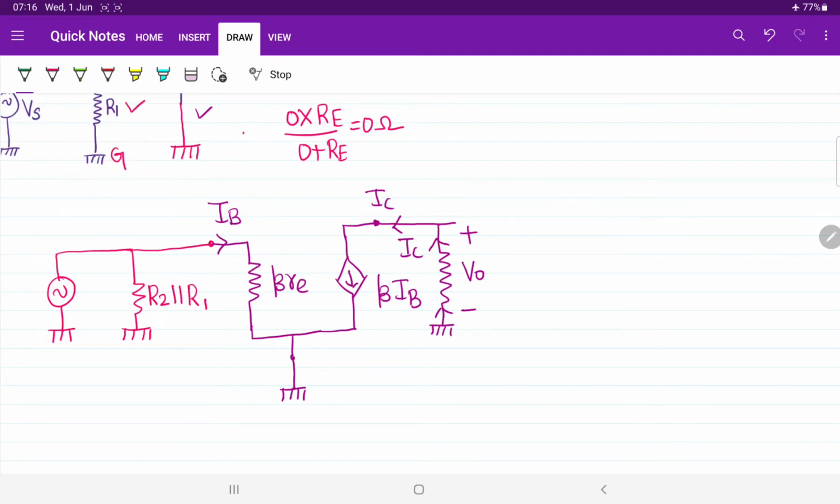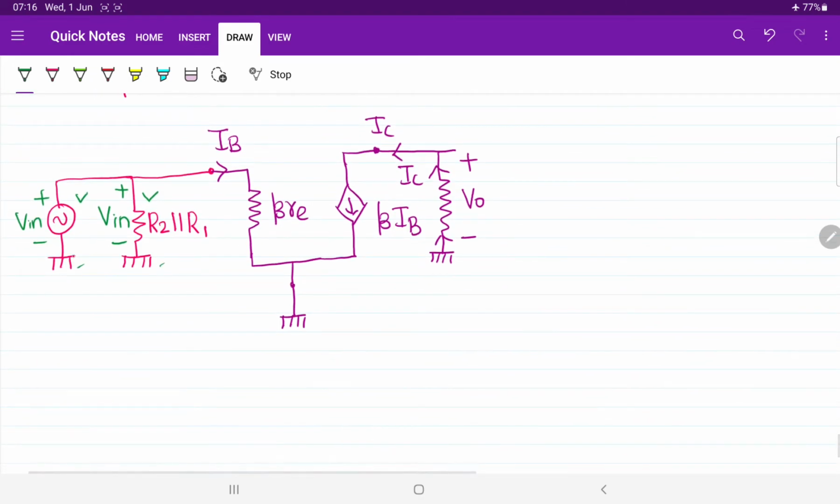Now it's time to solve the circuit. Since we have the supply voltage Vin here, the same voltage, with the same positive plate and negative plate, appears here also. Why? Because both circuits are connected in parallel, and the common point is ground for them. You can just join them together and draw the common ground also.